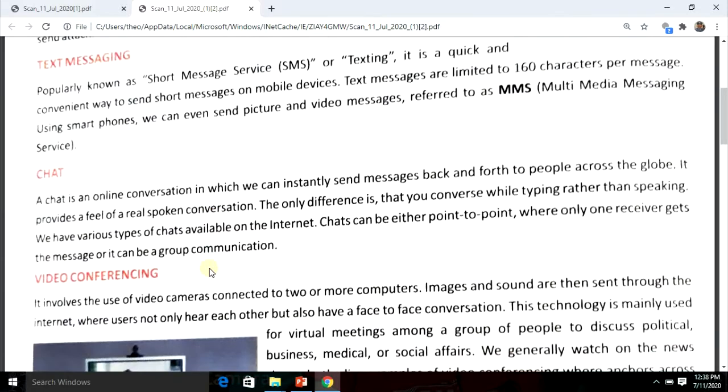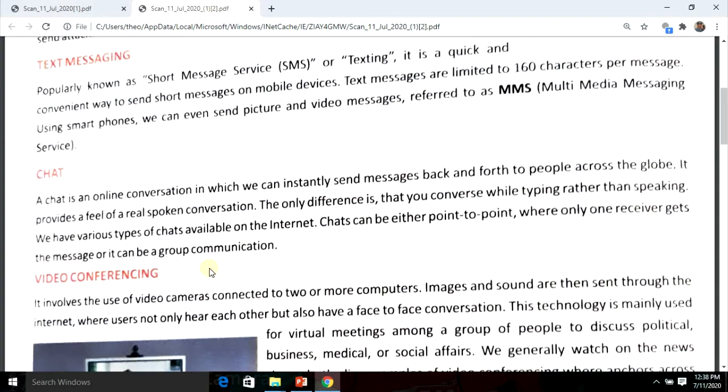The next one is chatting. Chatting means online chatting, conversation with people at different locations. We can chat in the form of text chatting. Text chatting means we can send our message, and chat can be either point to point, where one can send and receive the message, or it can be a group communication.